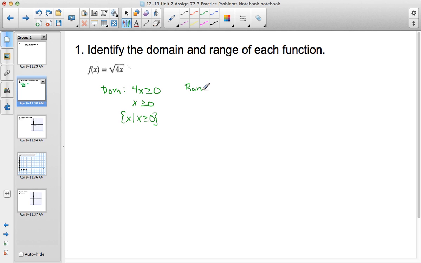Range. Now what I'm going to do to find my range is I'm going to take this boundary value for the domain, 0 for x, and put it into the function. So f of 0 equals the square root of 4 times 0. Well, that's going to be 0, so f of 0 equals 0. And so range, again, I'll write it in set builder notation, f of x such that f of x is greater than or equal to 0. And that's how you will do domain and range for the next couple of problems.